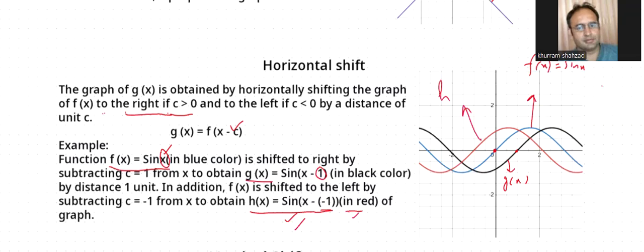So h of x, you can see that this was the zero of f of x equal to sine x. Now this graph is shifted to the left side. So this is the new graph h of x.